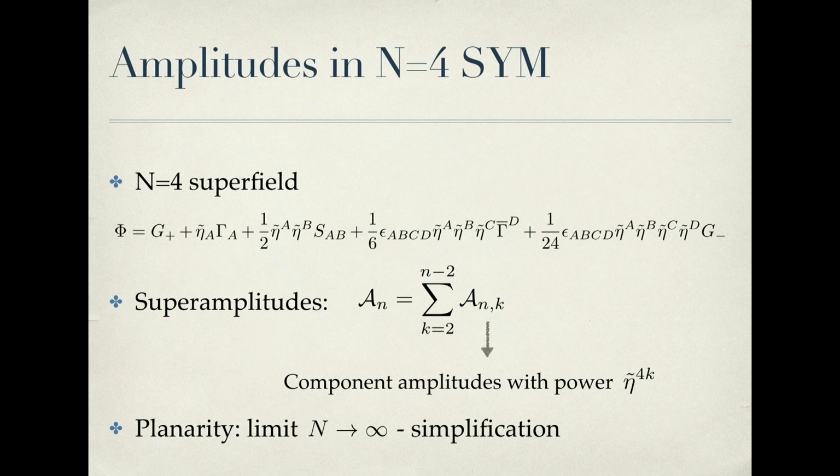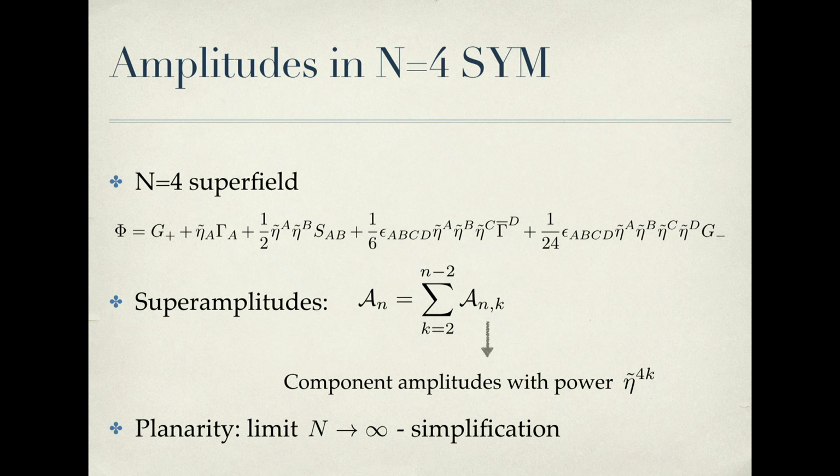Okay, so let me just say a little bit about N=4. Here, because it's a supersymmetric field theory, we work with the superfield. The superfield contains gluons, fermions and scalars. Yeah, this is a fermion and also the conjugate one. In the expansion of the superfield, it has these fermionic variables eta tilde, which have an index A that runs from 1 to 4.